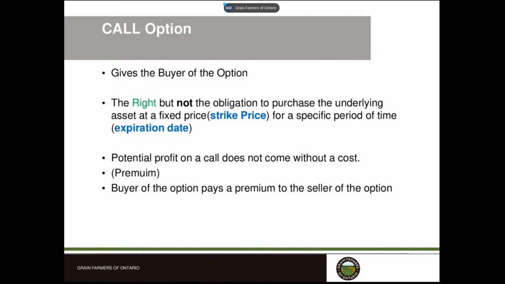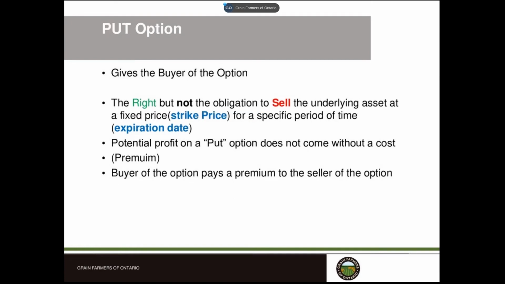Okay, so that is the right of the buyer. The buyer of a put option has the right, but not the obligation, to sell the underlying asset at a fixed price. Now, the fixed price is the strike price, for a specific period of time, because we'll get into this also. Every option expires just like a futures contract expires. They don't go on to perpetuity. They have an expiration date.